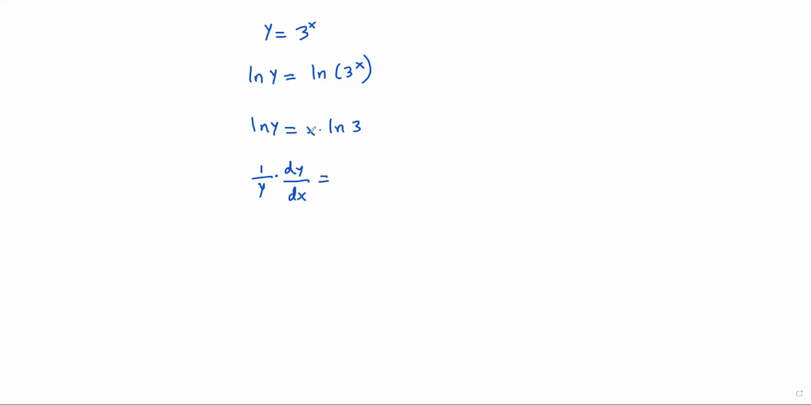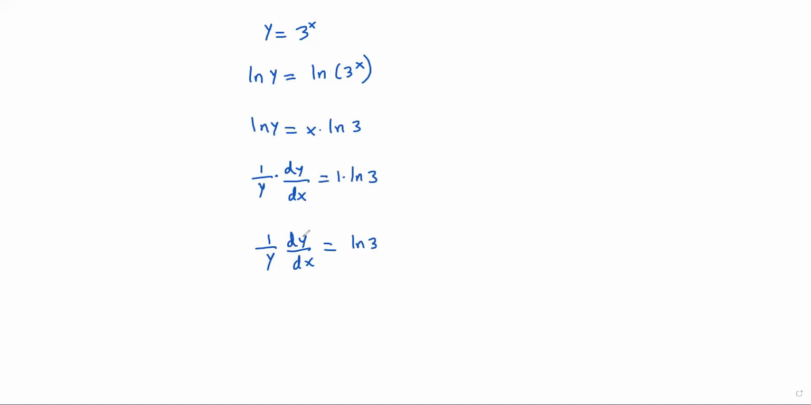On the right side, we have the variable x times ln 3. Already we know that 3 is a constant, and the natural logarithm of a constant is also a constant. That is, this complete ln 3 is a constant multiplied by the variable x. When I find the derivative, if a variable is multiplied by a constant, I have to keep the constant as it is and find the derivative of the variable alone. The derivative of x with respect to x is just 1 times ln 3. So I get 1 over y times dy over dx equals 1 times ln 3, which is ln 3.